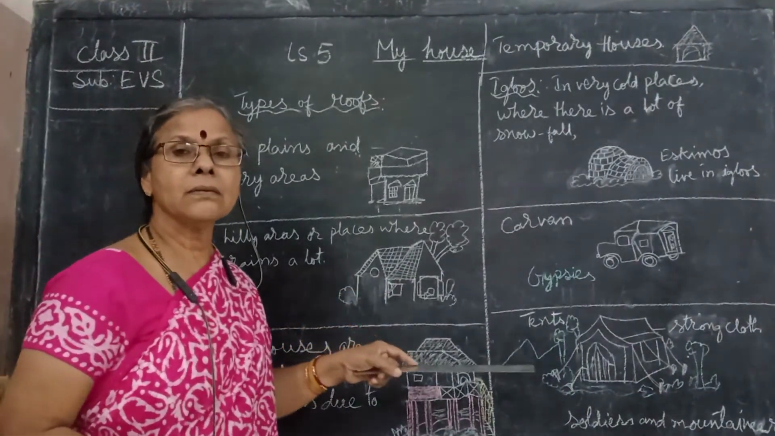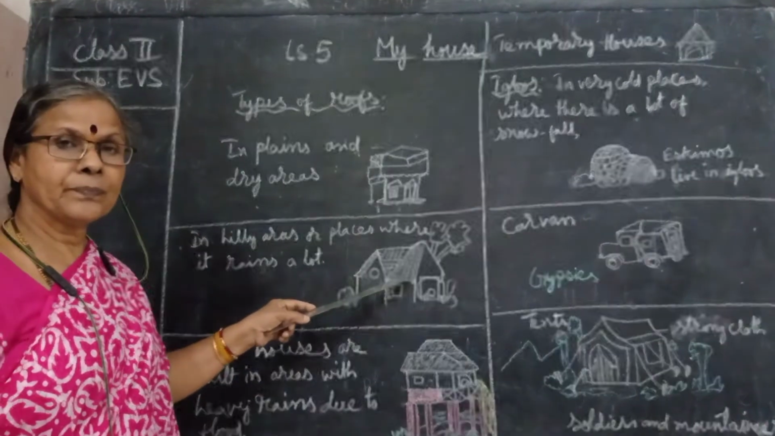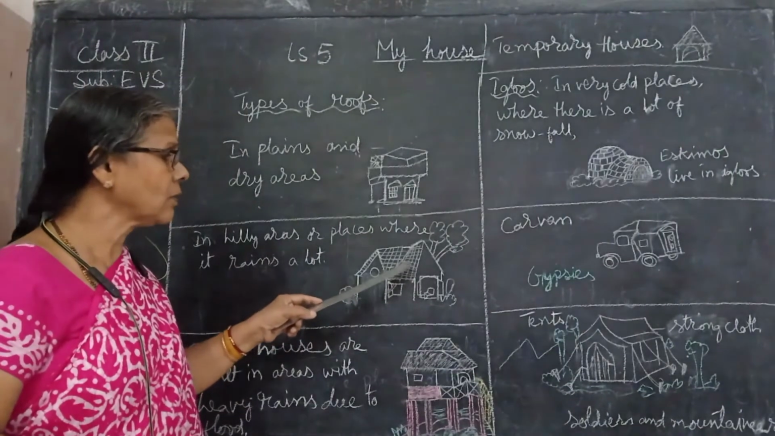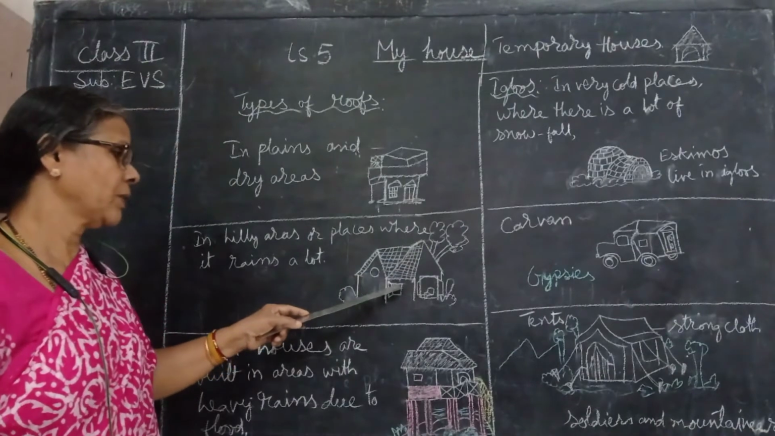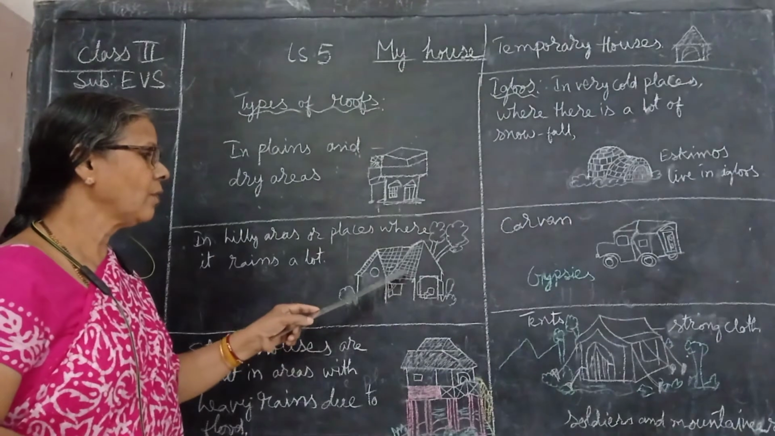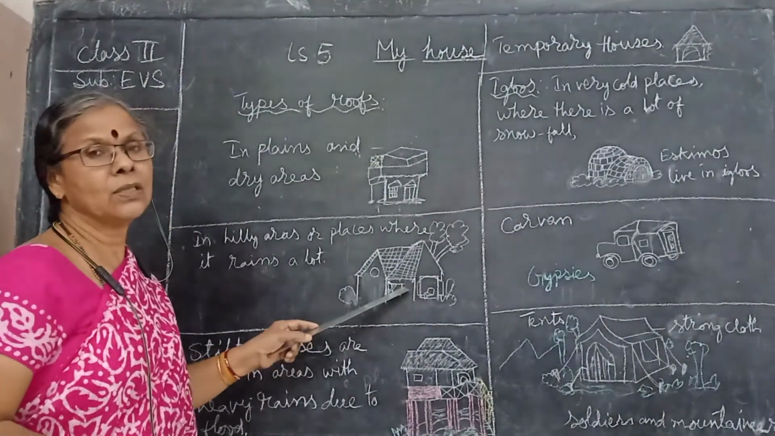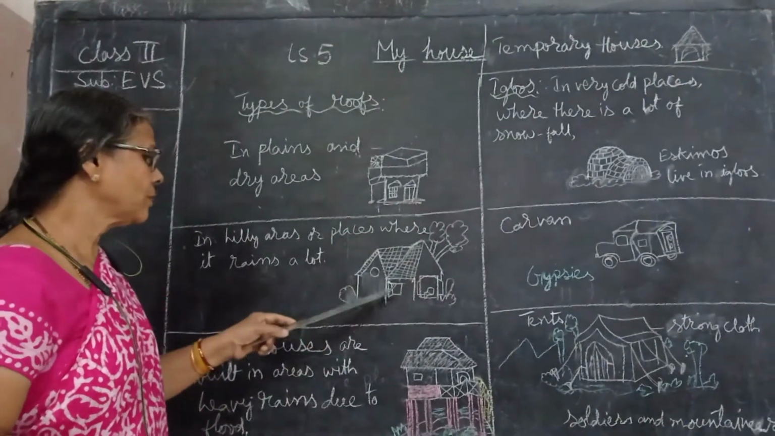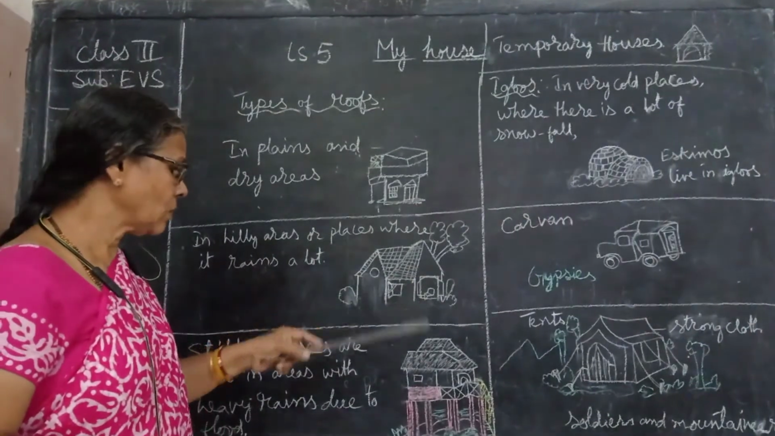The shape of the roof is slope. Why is it like this? Because it rains, and the water should not get collected and stagnate on the top of the roof. That's why it is a sloping shape. The water will fall off this roof. It will not collect on this roof. So this also comes under the permanent house.